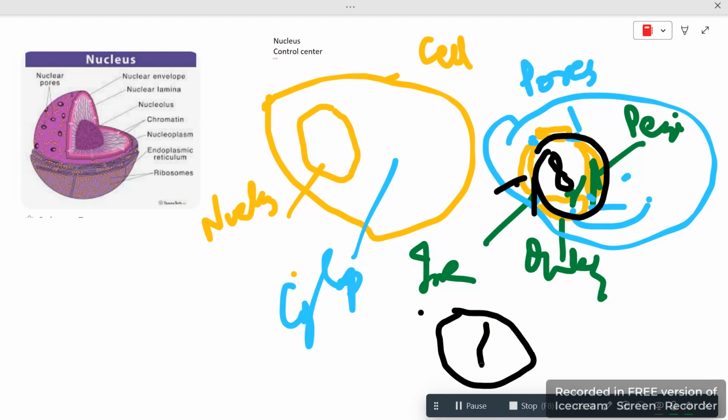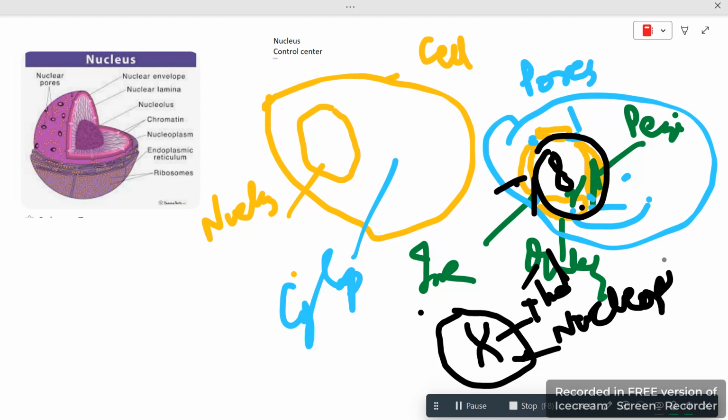So here we have this kind of structure, which is chromatin. Here we have one kind of fluid. That inner structure is known as nucleoplasm. Nucleoplasm.